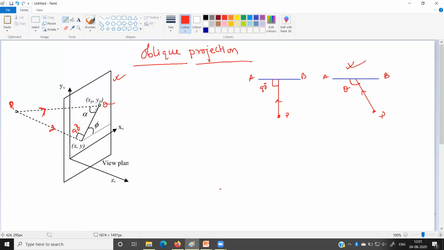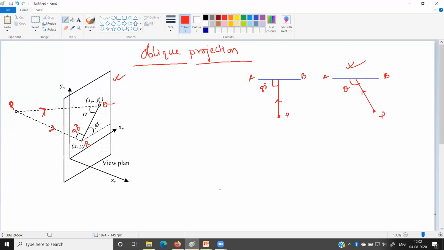point Q. So PQ is the projector, that means the projection line which is coming from the point P, and it falls on the projection plane at Q by making an angle alpha. But that happens only for the oblique projection. But in case of parallel projection, that is in case of orthographic projection, the projector which is passing from the point P falls on the point R on the projection plane by making an angle of 90 degrees.